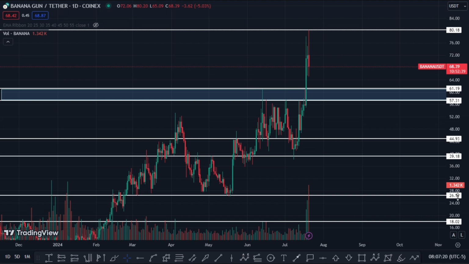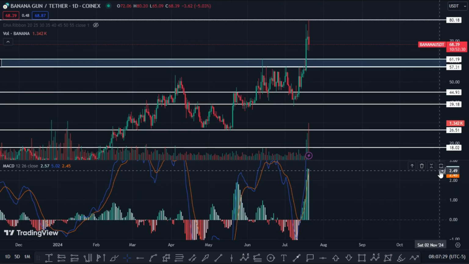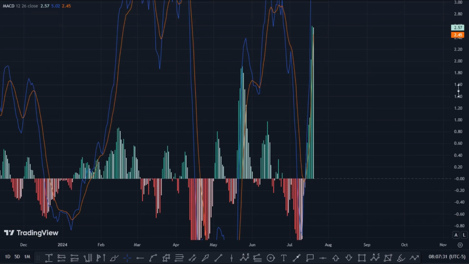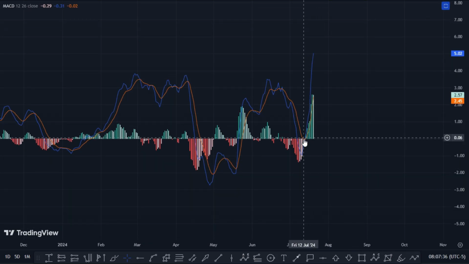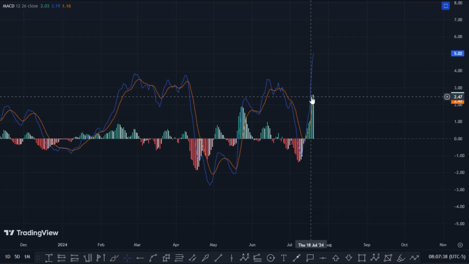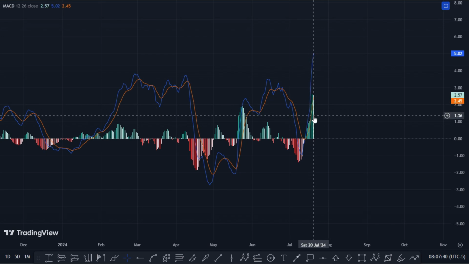$57, maybe $44 to $39. It is very much possible. Let me please show you its MACD. Here you can see MACD is super bullish, upside crossover. Look at the towers, but look at the last tower.